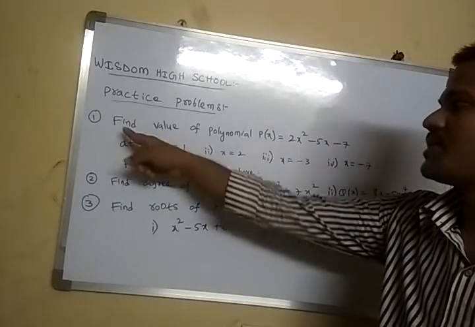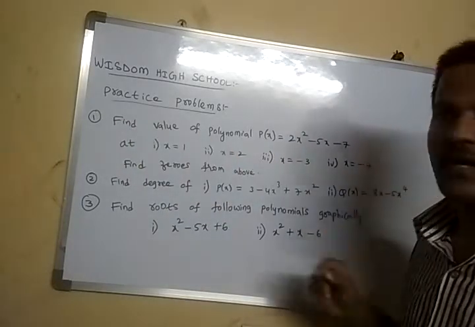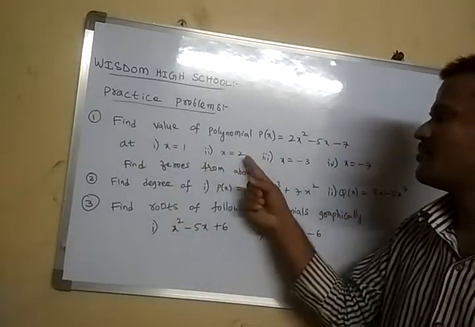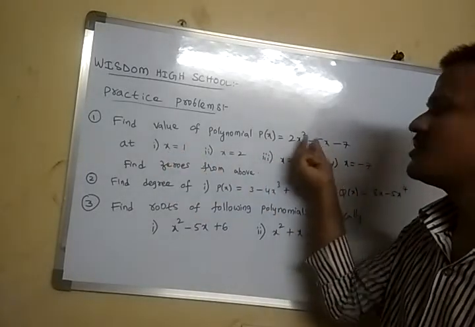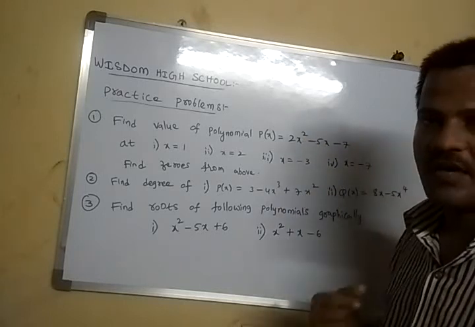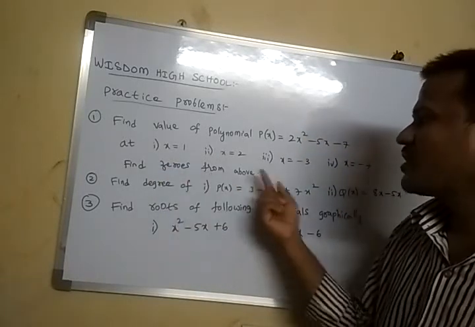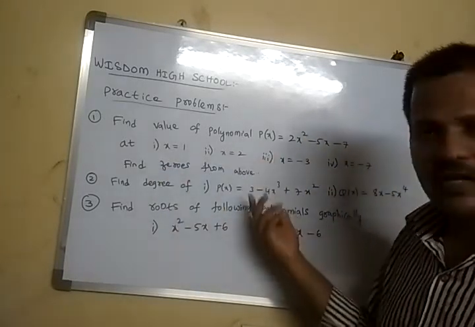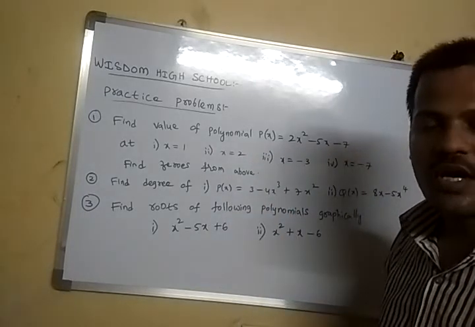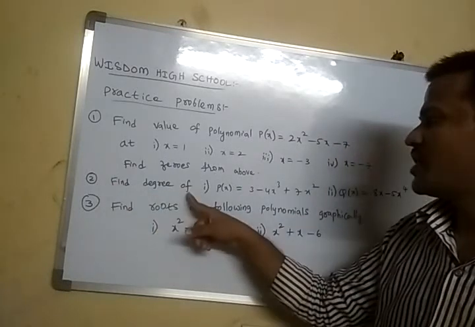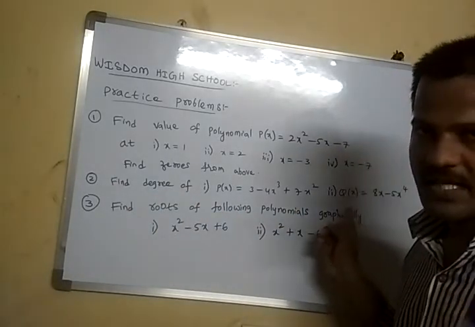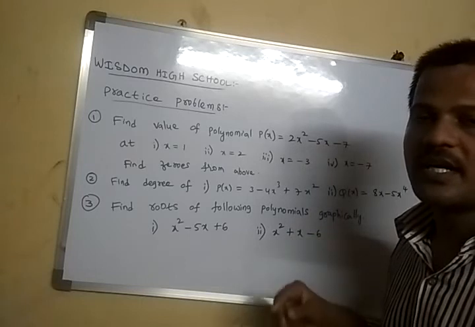The first question is finding the value of the polynomial at x equal to 1, x equal to minus 3 and x equal to minus 1. Just substitute the x values in this polynomial and find the values. Then find the zeros from above. If you get any value as 0, those x values you have to consider as zeros of the polynomial. In the second question, you have to find the degree of the polynomial. As I have already explained, the highest power is the degree.